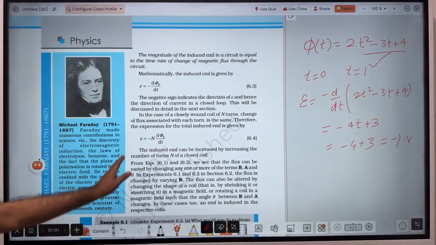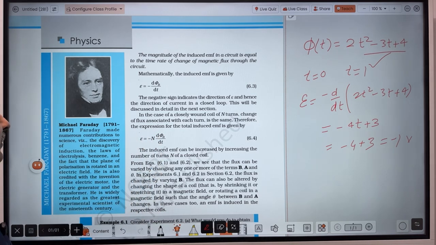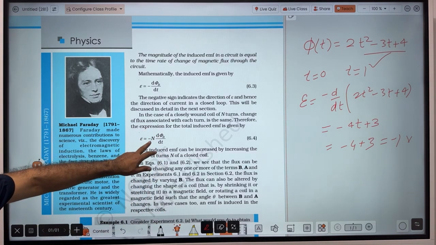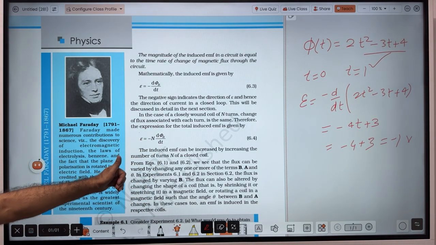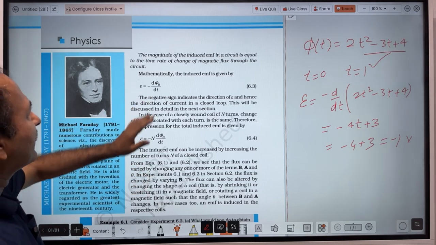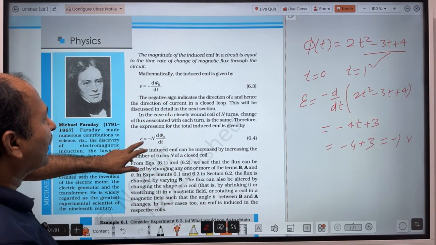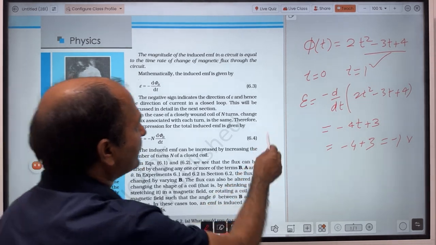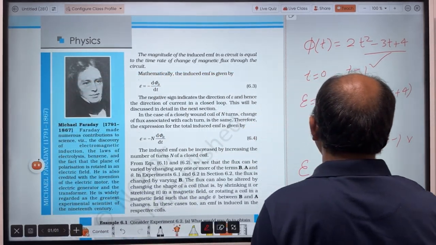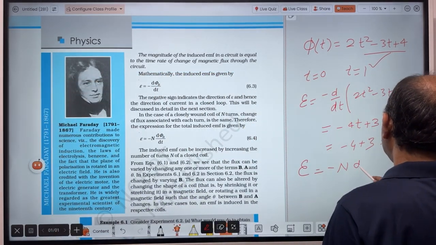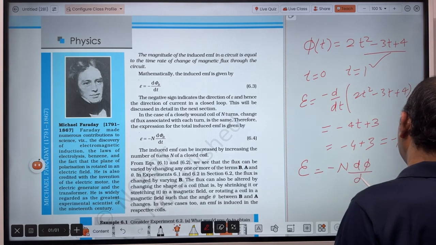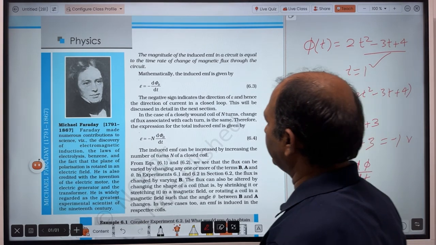And later on there was a certain modification. In case there is a single turn in the loop, this formula will be valid, and if there are n turns, then change the formula: just put the number of turns, minus n d phi by dt, and then you can evaluate.